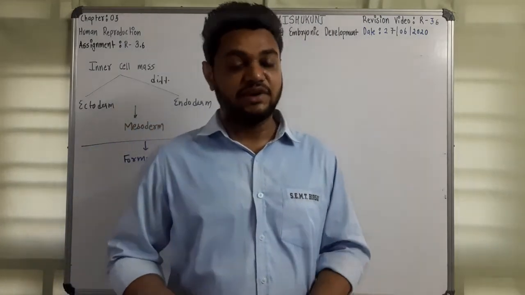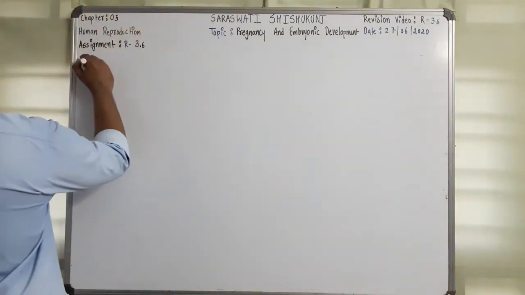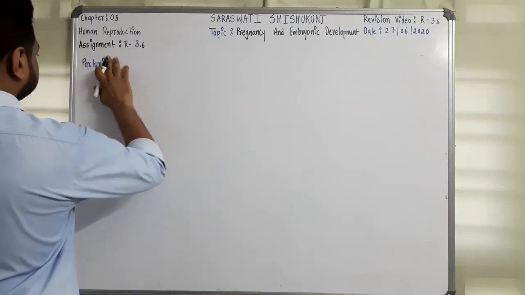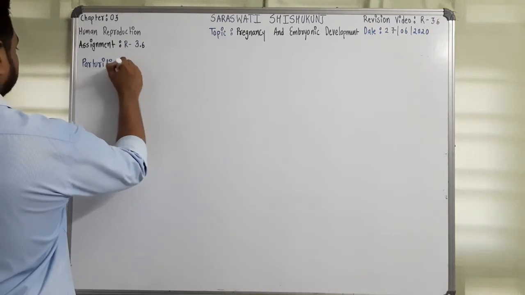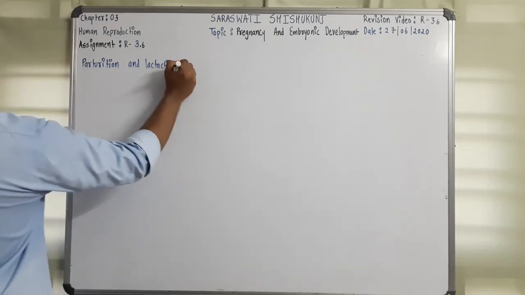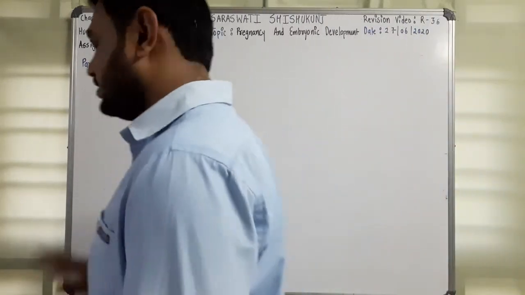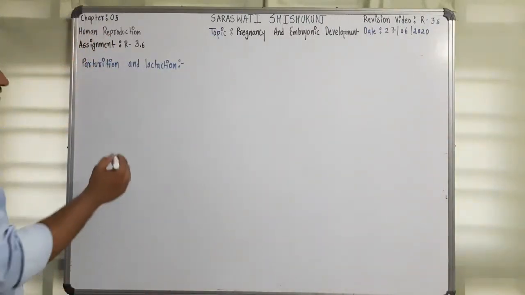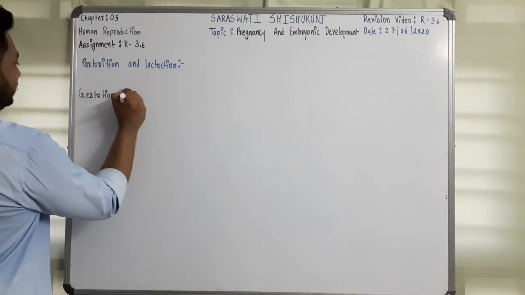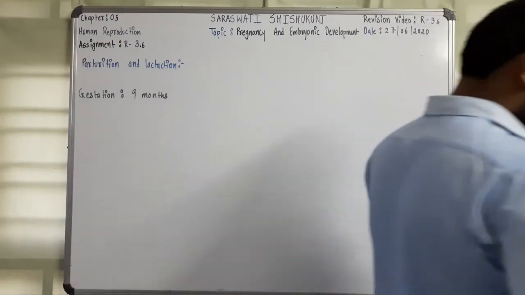Now we will discuss parturition. This is the last part, parturition and lactation, of revision video 3.6. Parturition or childbirth is the end result of pregnancy. The gestation period, meaning the period of development of the fetus, is approximately 9 months.